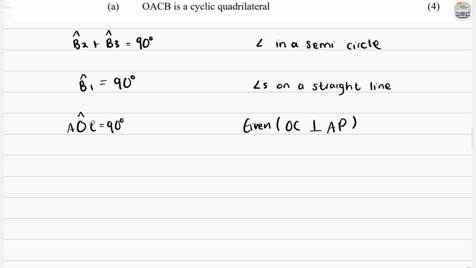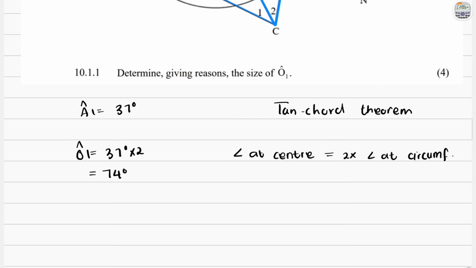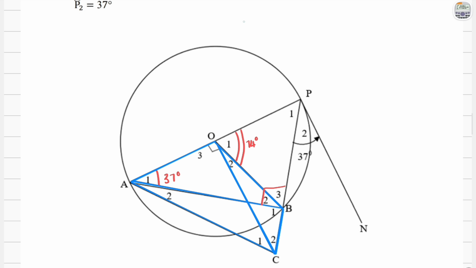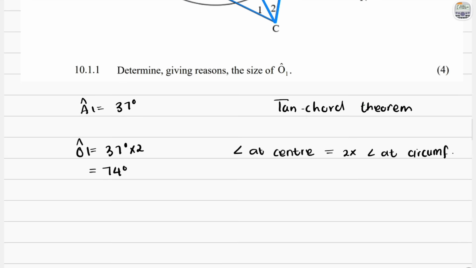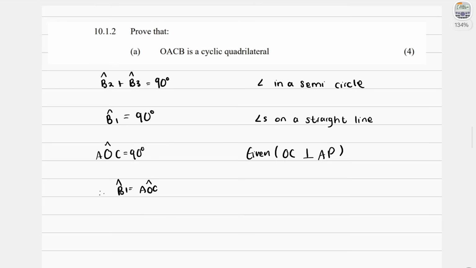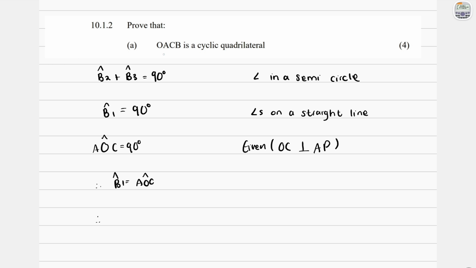Okay, and so because these two are equal, because we have angle B1 being equal to angle AOC, this proves that we have angles in the same segment in this case. Okay, so there we go. It proves that the shape is a cyclic quad. So you can finally conclude, therefore, OACB is a cyclic quad. And this is because the angles in the same segment are equal, or you could say it's because of the converse of the angles in the same segment theorem.